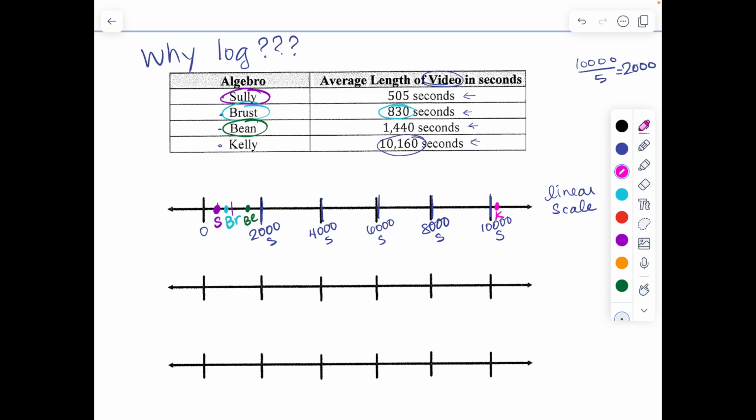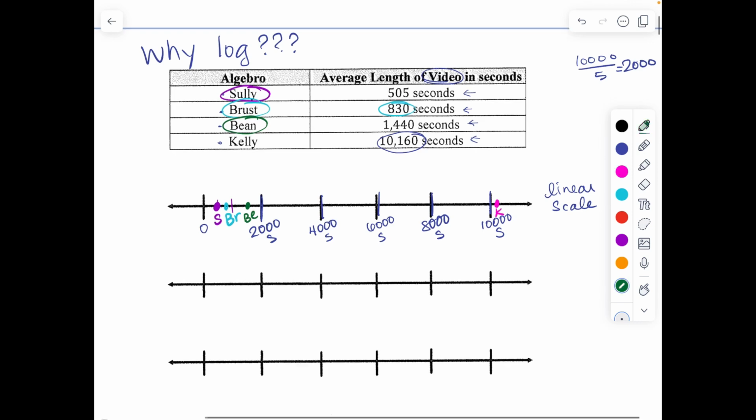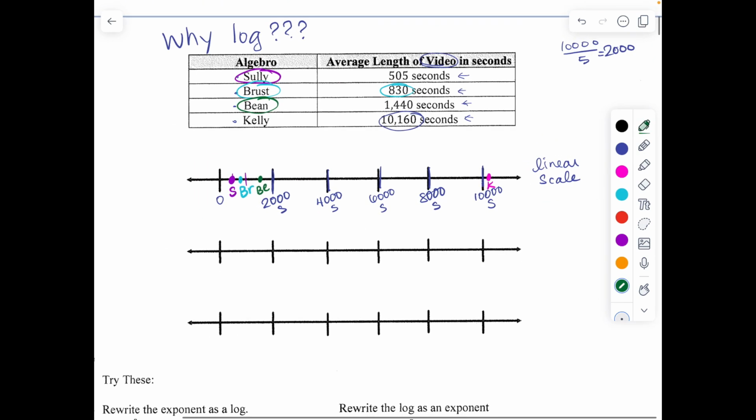So I wonder if there's a better way for us to show what's going on here. Instead of using a linear scale, let's use a logarithmic scale with a base 10, okay? That means this. So instead of going from 0, let's use a log base 10 where it's more exponential. So this could be 10 to the 0, 10 to the 1, 10 to the 2, 10 to the 3, 10 to the 4, and 10 to the 5.